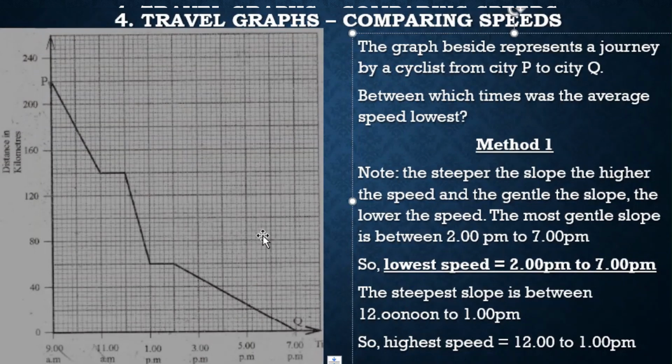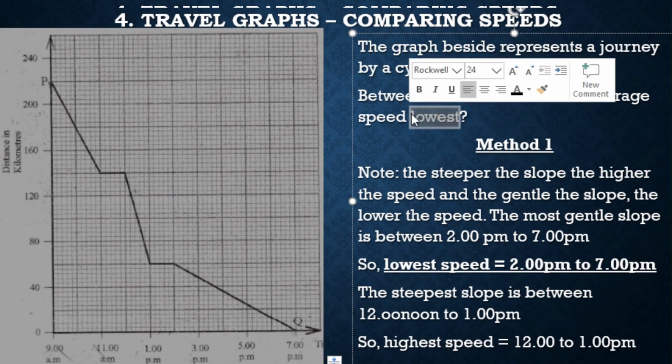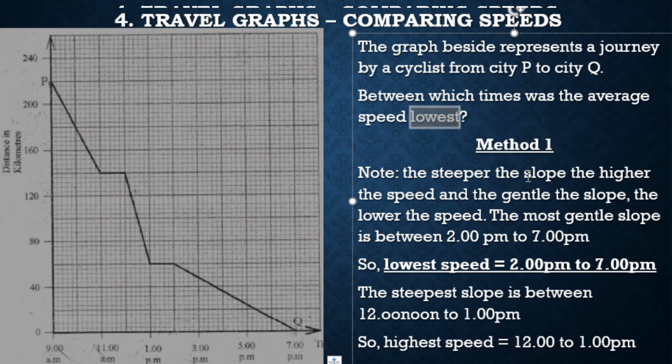Now welcome back to number 4, where we are looking at the first question, where we are supposed to compare speeds. And we are told the graph beside represents a journey by a cyclist from city P to city Q. Between which times was the average speed lowest? Underline the word lowest. And I will be using 2 methods to explain these questions.